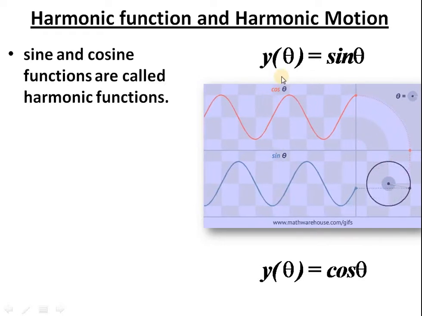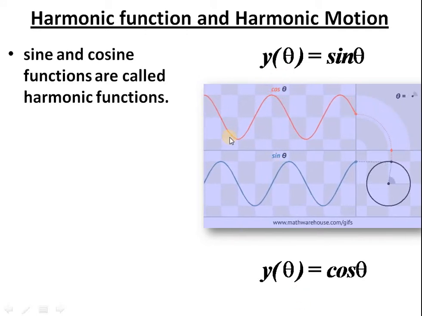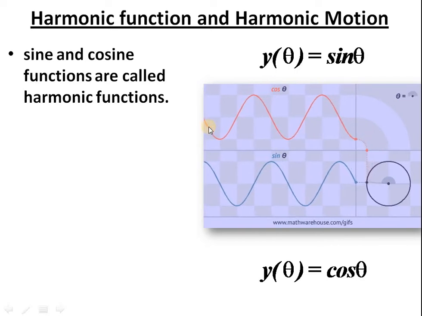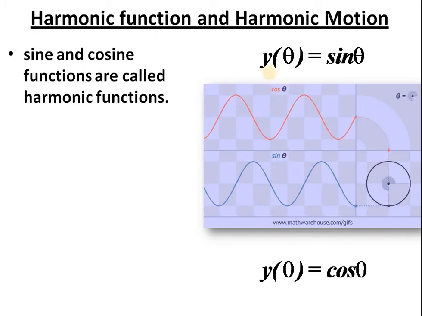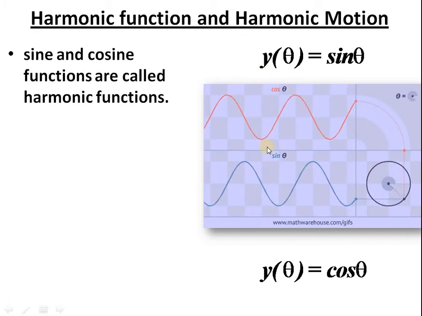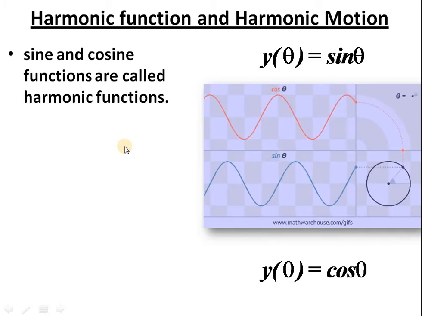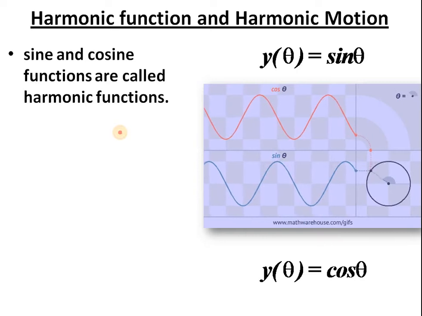You can either have a sin theta curve or a cos theta curve. Both will be similar, except the starting point will be different. There will be a phase difference of around 90 degrees. So these are shown in the figure. You can see the cosine plot and the sine plot shown. So any function made out of sine and cos is called a harmonic function.